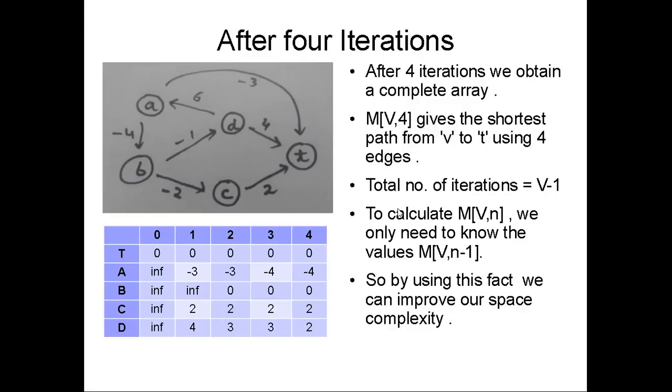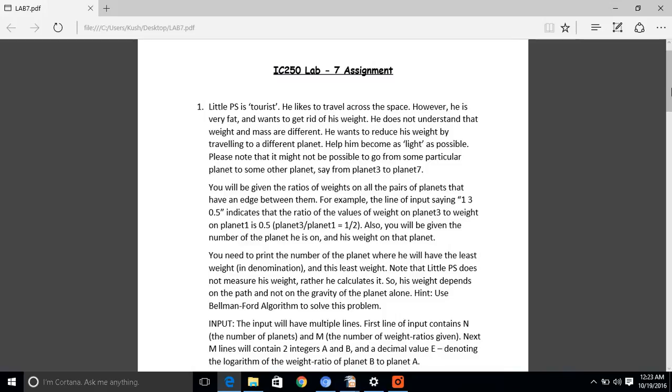Now you must have noticed that in order to calculate M of v comma n, we only need to know the values of M of v comma n minus 1. So by using this fact, we can easily improve the space complexity of our algorithm. So this was the basic algorithm of Bellman-Ford. Now we move on to a simple question that is based on Bellman-Ford.